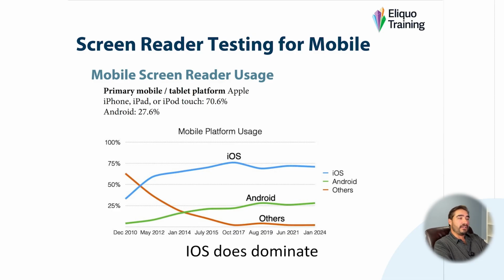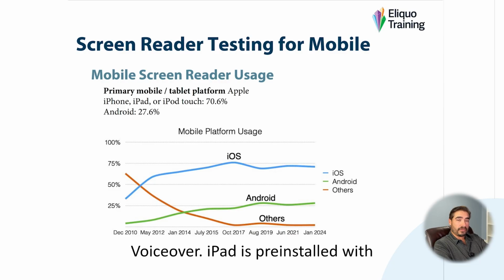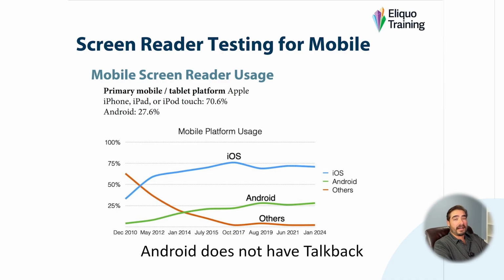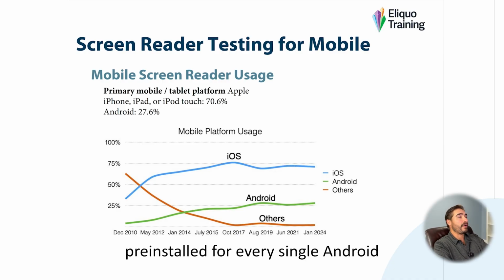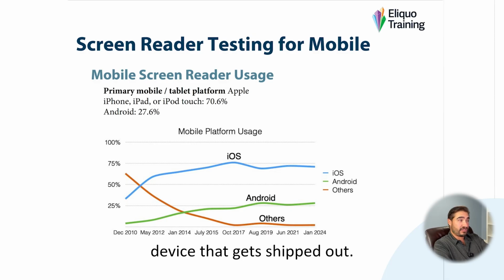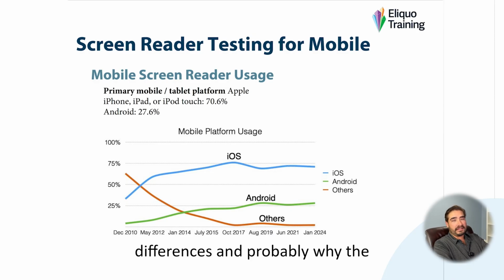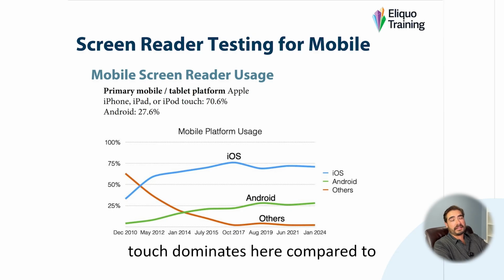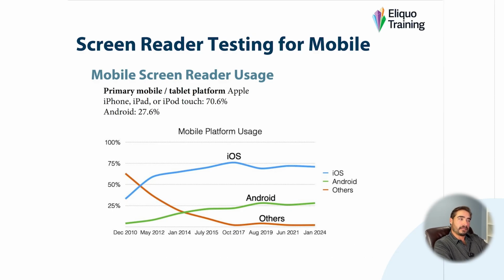iOS does dominate the mobile ecosystem. The iPhone is pre-installed with VoiceOver. iPad is pre-installed with VoiceOver. If you have an iPod Touch, it's pre-installed with VoiceOver. Android does not have TalkBack pre-installed for every single Android device that gets shipped out. That's one of the major differences, and probably why the iPhone, the iPad, the iPod Touch dominates here compared to Android's TalkBack.